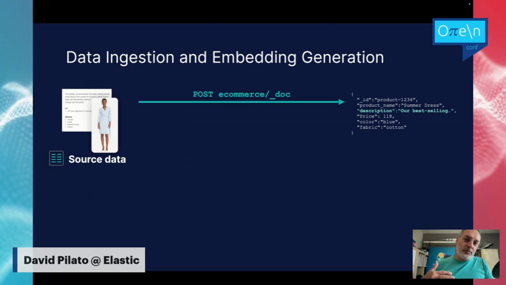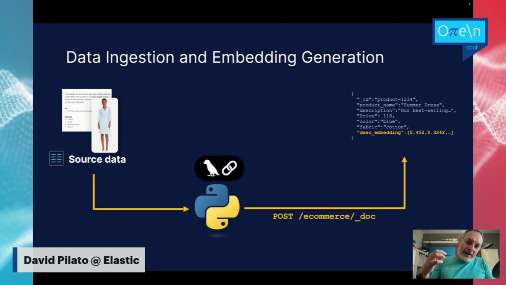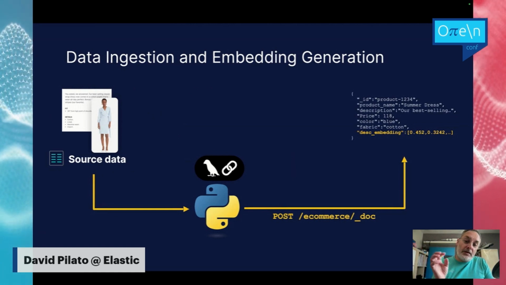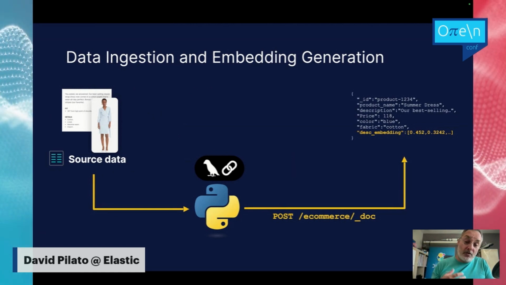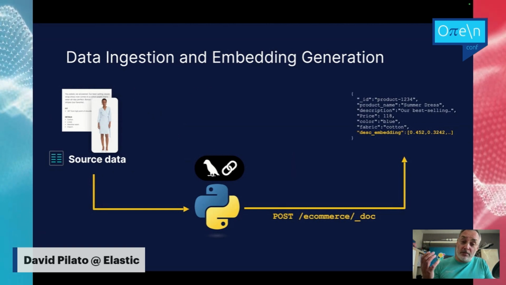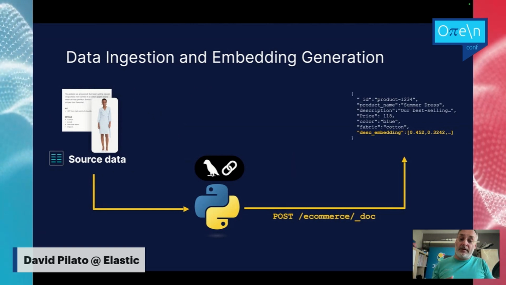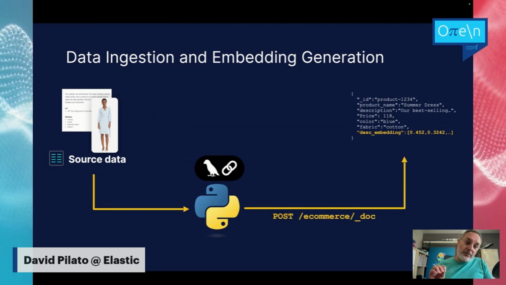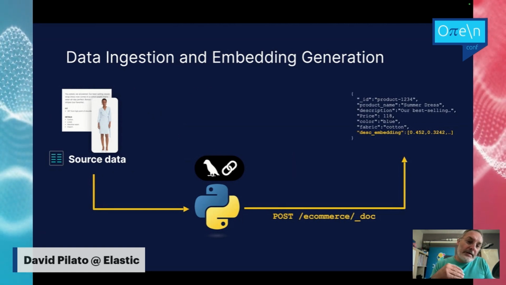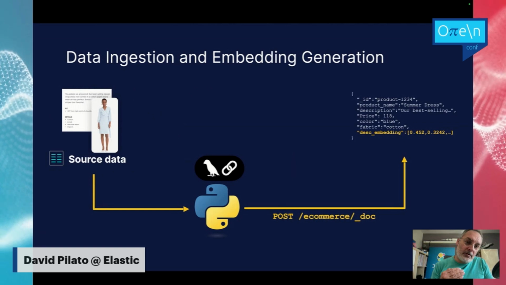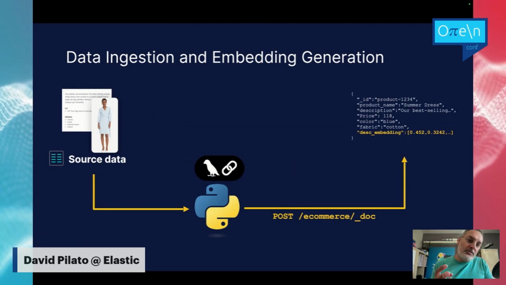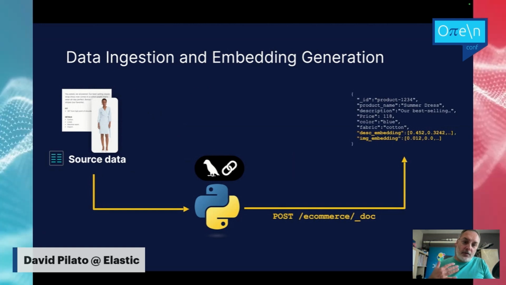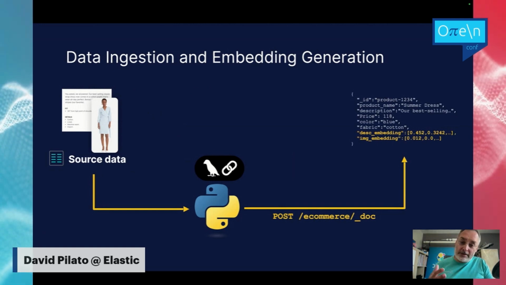But here we want to do more. We want to actually send our description, our text, into a script, let's say a Python script. It could be JavaScript if you are using LangChain4j, for example. It's going to generate a vector, and we are going to add this generated vector into our JSON document and send that to Elasticsearch at the end. You can do that for images as well, whatever data you have.